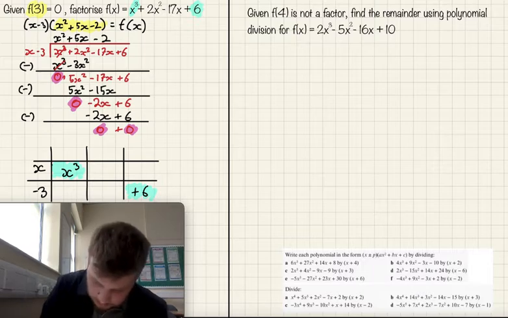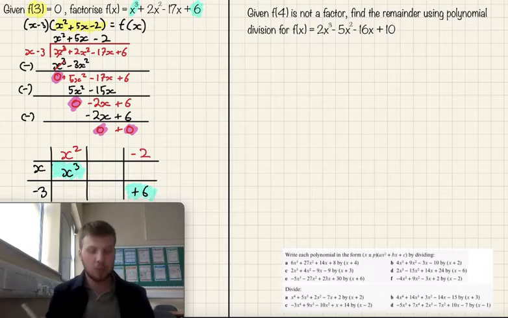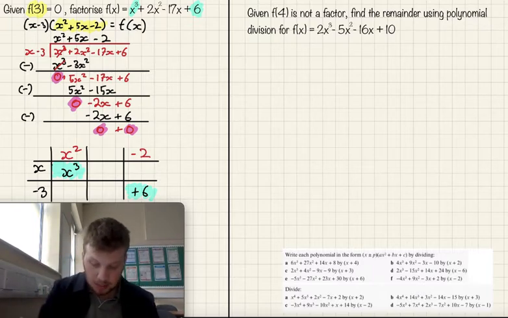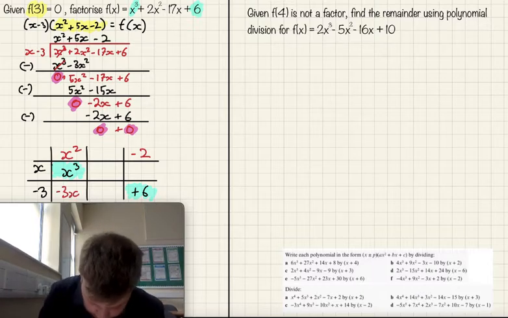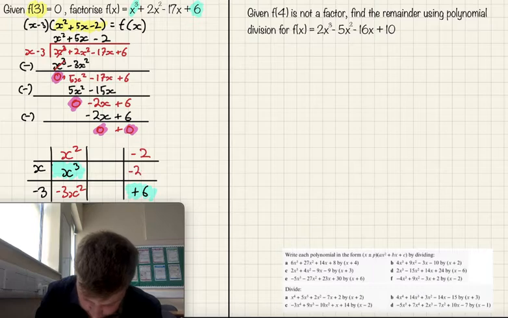X multiplied by something is going to give me x squared. And this has to be negative 2, and I'm just confirming earlier on I've done the same thing. But now I've got more information I can put in my grid. This is going to give me negative 3x squared. This is going to give me negative 2x.